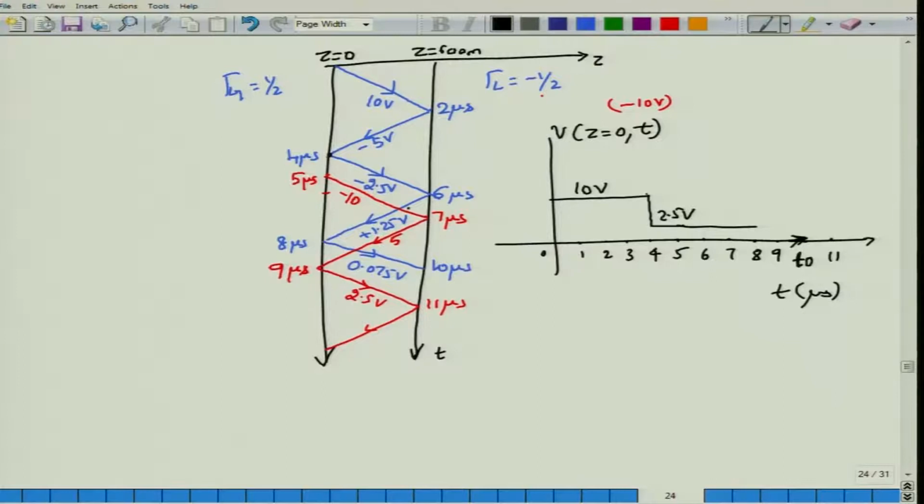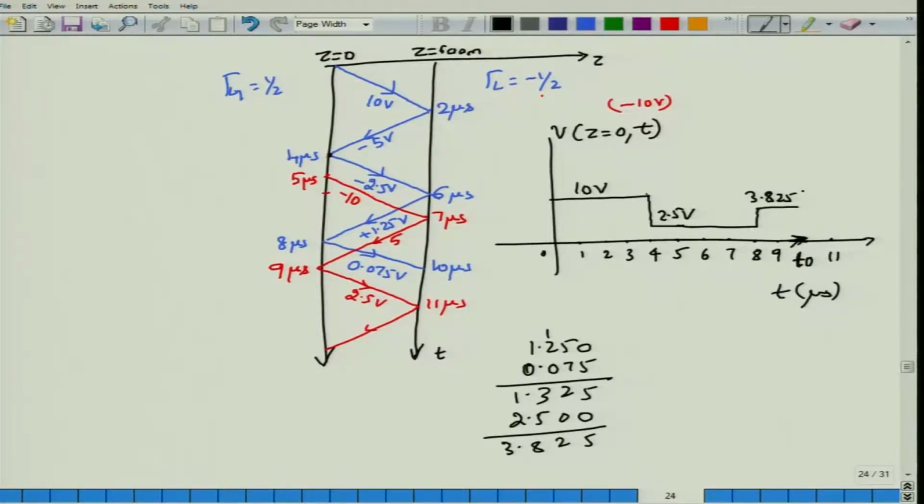It would be the same case until you reach up to 8 microsecond. At 8 you would receive a plus 1.25, and you would send out a 0.075. So to already 2.5 volt you would receive a plus 1.25 plus 0.075. This would be 1.325 plus 2.5 that you already have. The total voltage that you are going to get will be 3.825. So it would jump to 3.825, and it would continue to be the same case at 9 microsecond.